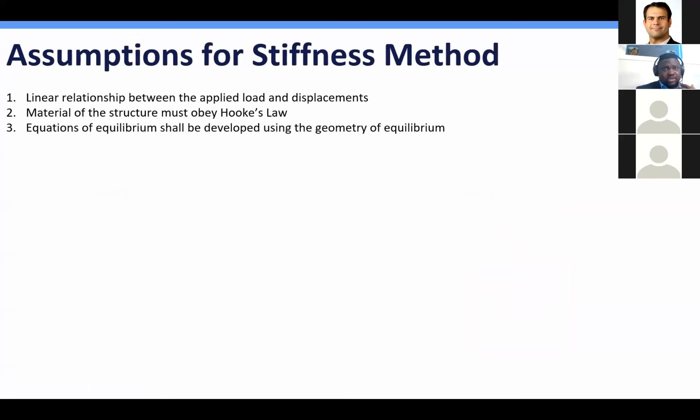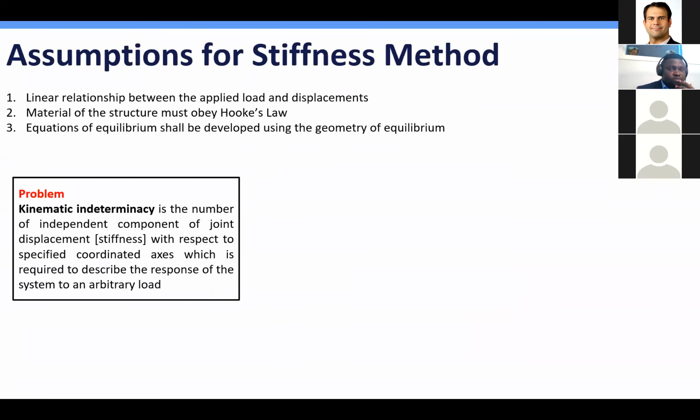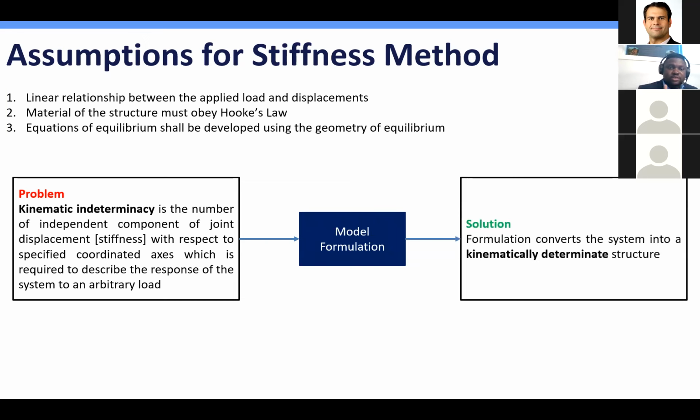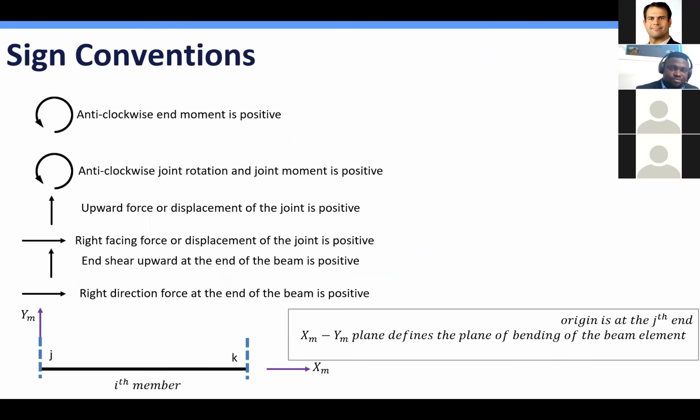So the assumptions are that there is a linear relationship between the applied load and the displacement. And of course, the material obeys Hooke's law. Equations of equilibrium shall be developed using the geometry of the wellbore. The kinematic indeterminacy is the number of joint displacements with respect to axes that are required to describe the response of the system to an arbitrary load. And then the model formulation is to convert that kinematic indeterminacy into a kinematic determinate structure.